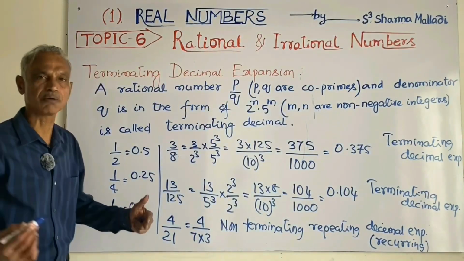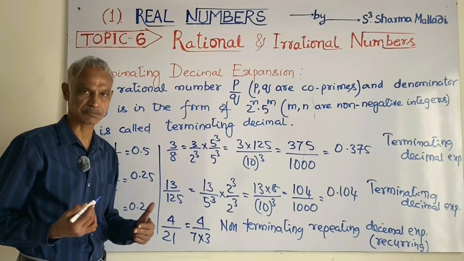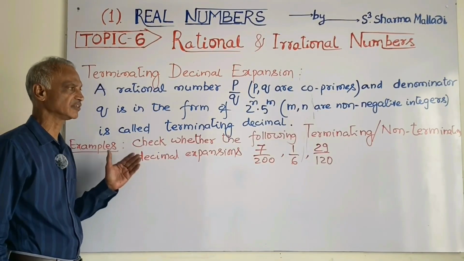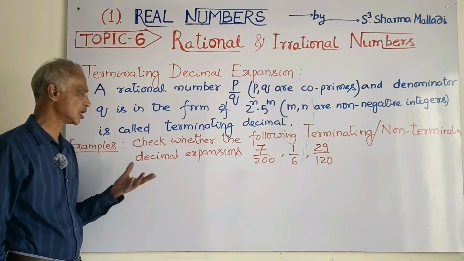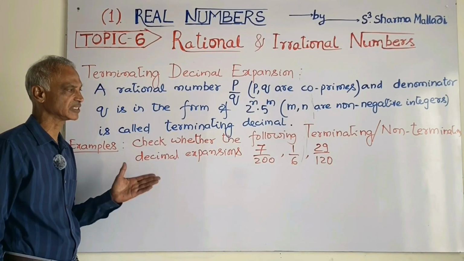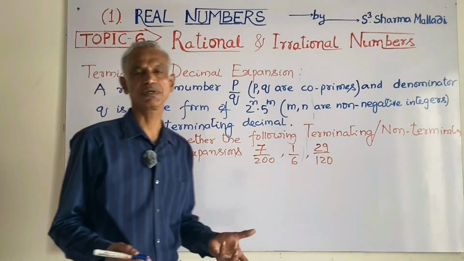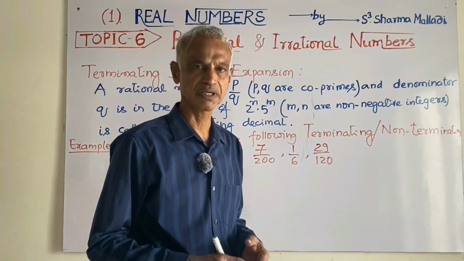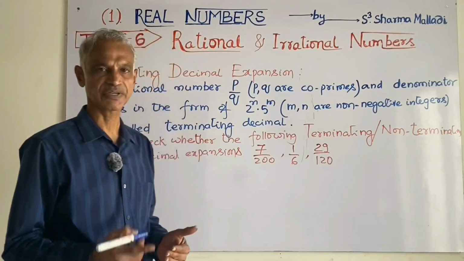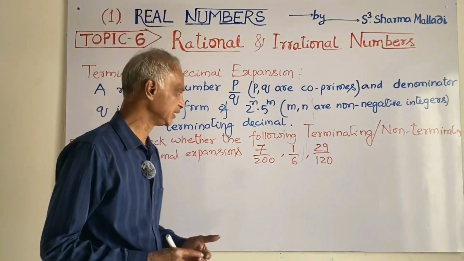Now we will do some more terminating and non-terminating decimal expansions. Check whether the following are terminating or non-terminating decimal expansions: 7 by 200, 1 by 6, 29 by 120. A terminating decimal means denominator must be in the form of 2 to the power of n into 5 to the power of m, where m, n are non-negative integers.